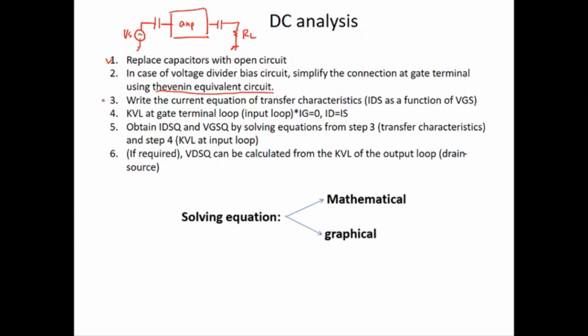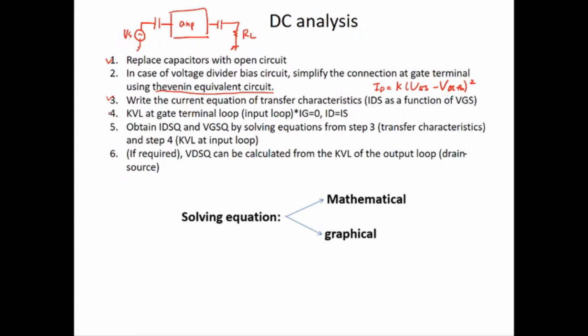After that, the third step is to write down the current equation of the transfer characteristic. This step is not related to the circuit, but you need to write down the transfer characteristic, ID as a function of VGS. So this is ID equal to K times (VGS minus VGS-TH) squared. In this equation, there are two constants that you need to identify. The first is the K value and the second one is VGS-TH.